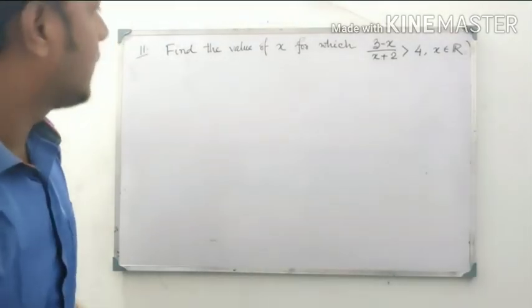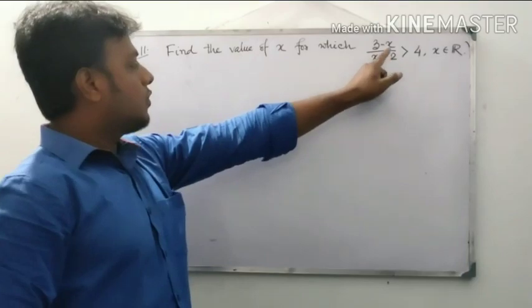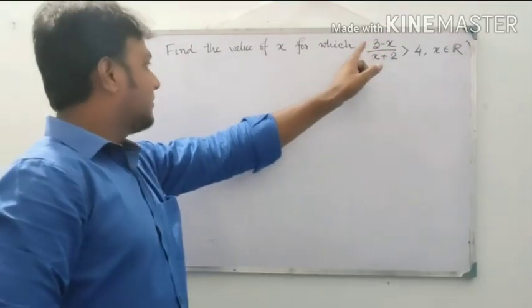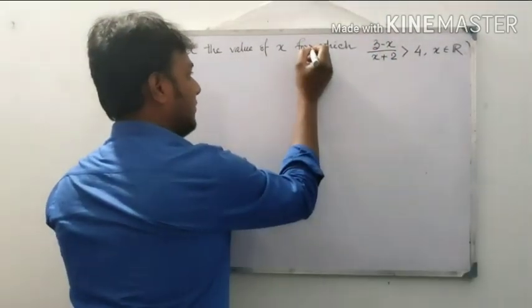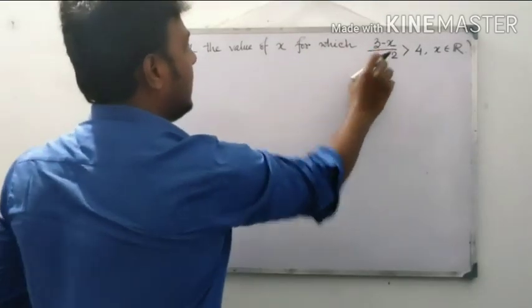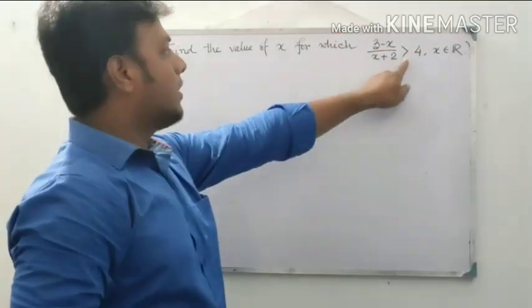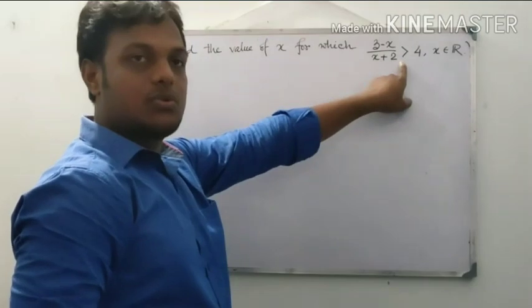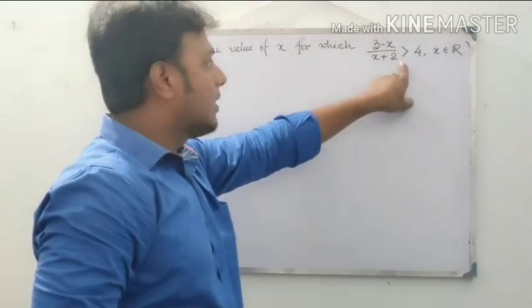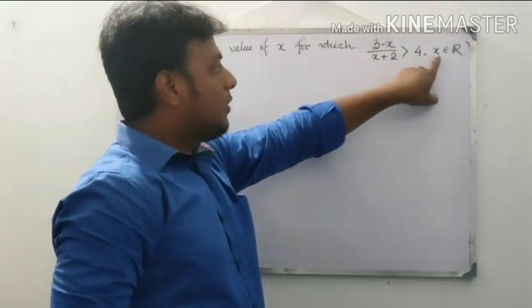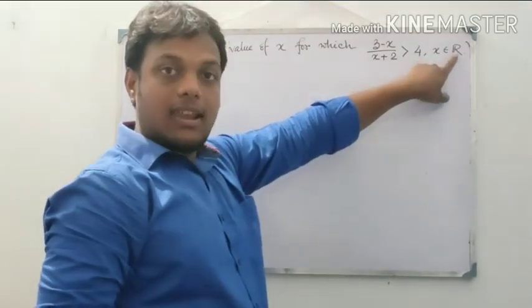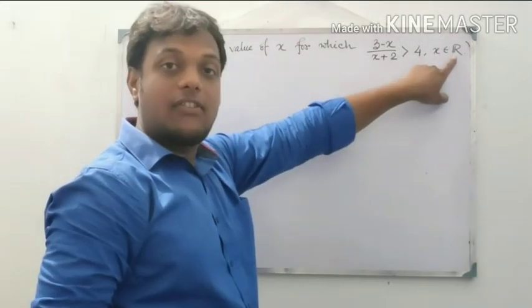So here we have to solve for x. Same problem actually, the question is in another form. We have to solve it, and we have to choose the value of x from the real line. So this real line is called the replacement set.